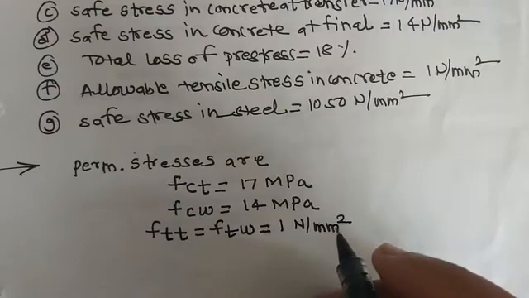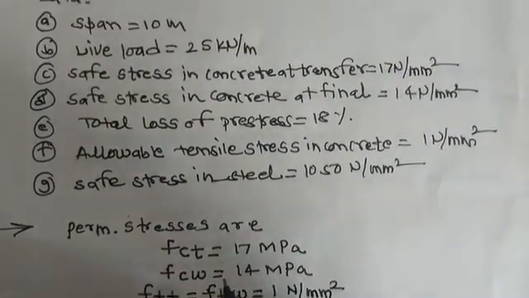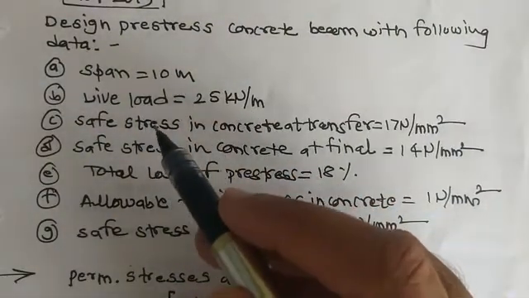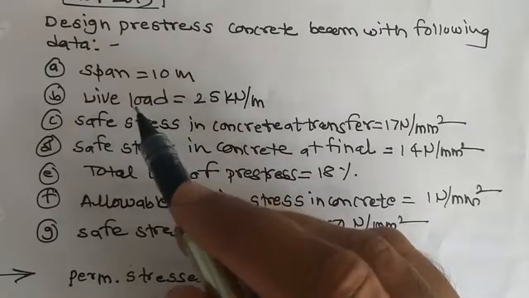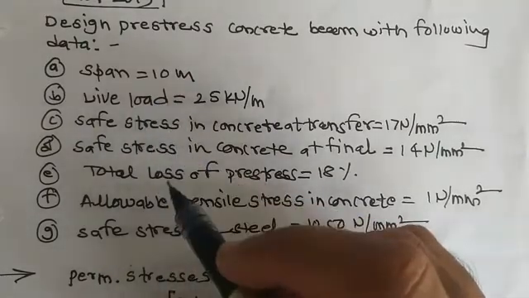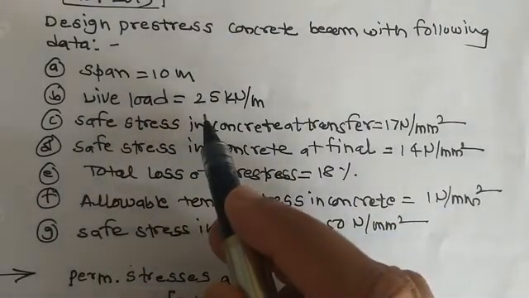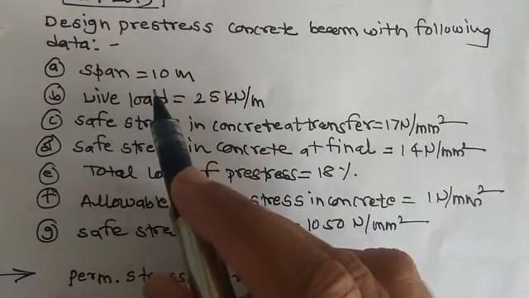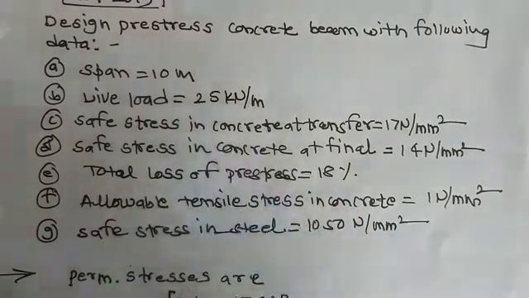So as compared with the previous problem, in this question the bending moment due to dead load and bending moment due to live load is directly not given. In this question the total dead load is absent, only live load is given. It is in form of a UDL 25 kN per meter, but span is given. So in this question you have to find out the bending moment due to live load and bending moment due to dead load.